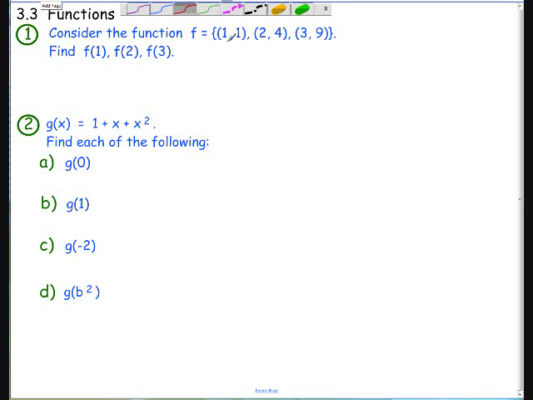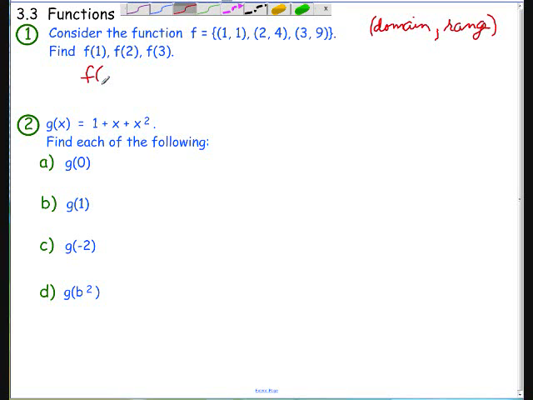Consider this function. It has 3 points in it. All right, here's my domain, right? We have my domain first. That's always the first member. And then the range is the second member of the pair. We usually think of it as x and y. So what is function f? This is function f. It's just these 3 points. That's all there is to it.